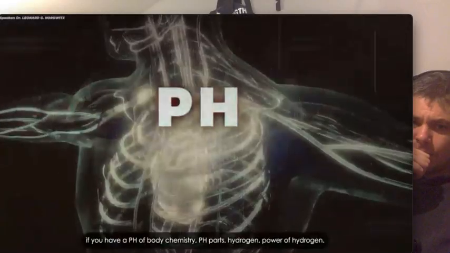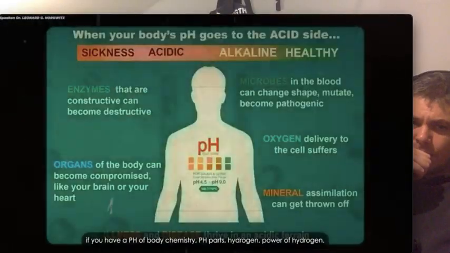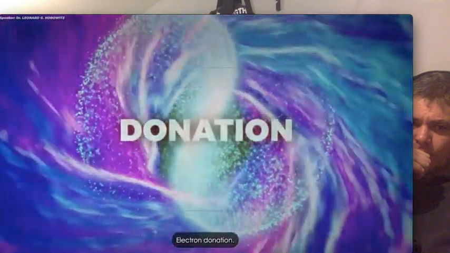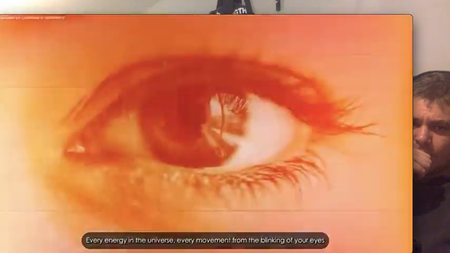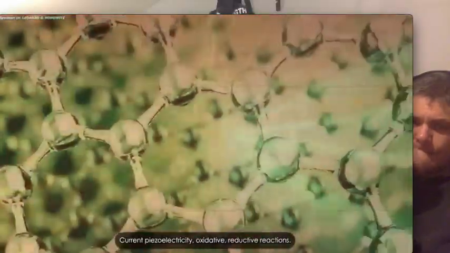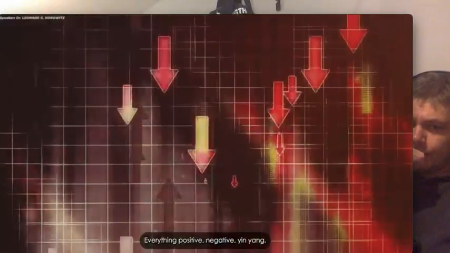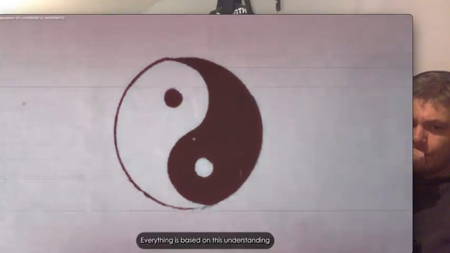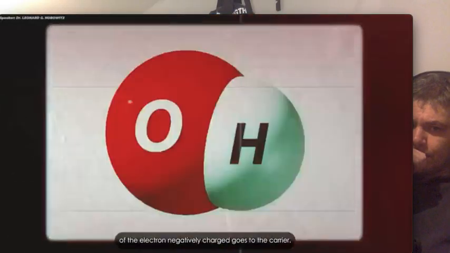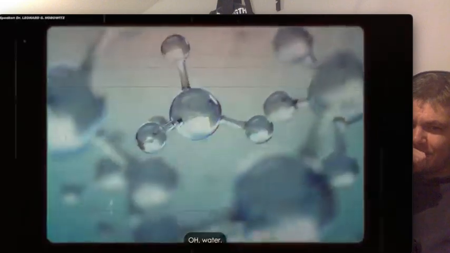If you have a pH, a body chemistry, pH, parts hydrogen, power of hydrogen. What's the power in hydrogen? Electron donation. Every energy in the universe, every movement from the blinking of your eyes to the movement of my lips right now is because of electron flow. The universe is a piezoelectric current, piezoelectricity, oxidative, reductive reactions, everything, positive, negative, yin, yang, everything is based on this understanding of the electron negatively charged goes to the carrier OH, water, H2O, H plus OH minus.